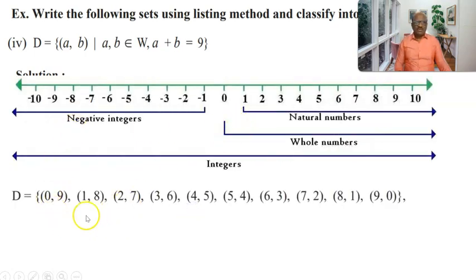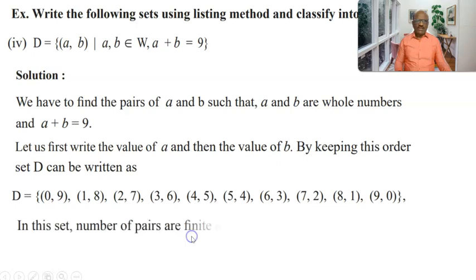The first number is a 0 plus 9. This is the first. 0 plus 9 म्हणजे 9. 1 plus 8, 9. A म्हणजे 1, B means 8. A is equals to 2, B is equals to 7. 2 plus 7 is 9. 3 plus 6 is 9. 4 plus 5 is 9. 5 plus 4 is 9. These are the pairs and we can count it and therefore this set is a finite set.